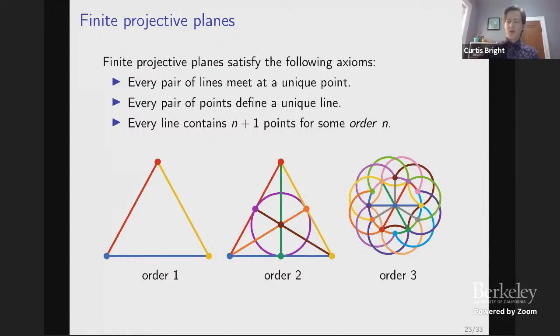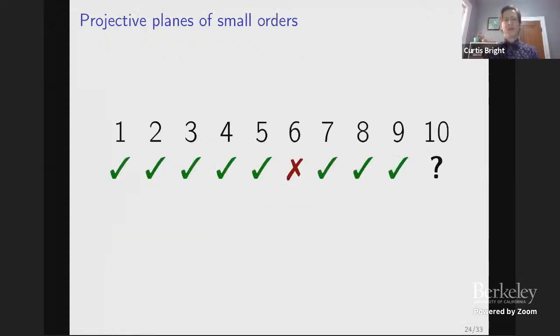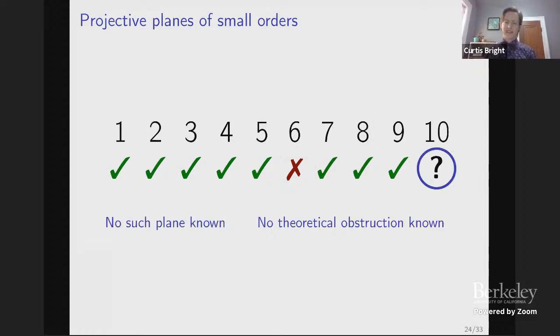Okay, so why do I bring this up? Because people have studied these things for hundreds of years, and they have not yet succeeded in classifying for what orders projective planes exist. We know the answer up to 10. So they don't exist in order 6. This can be ruled out mathematically by a theoretical obstruction. They exist in every other order, so you can just give a construction. Now 10 is the very interesting case.